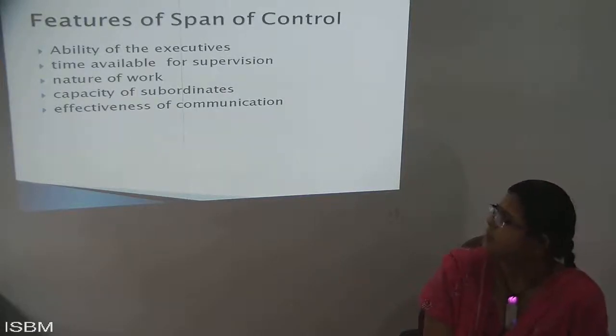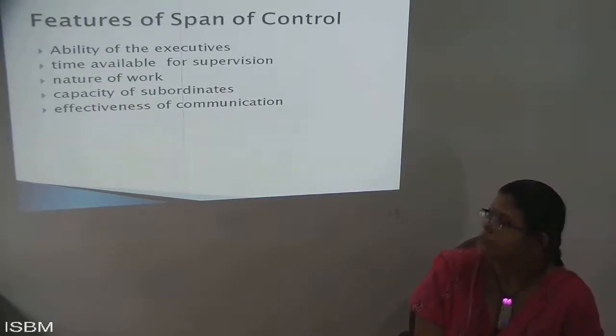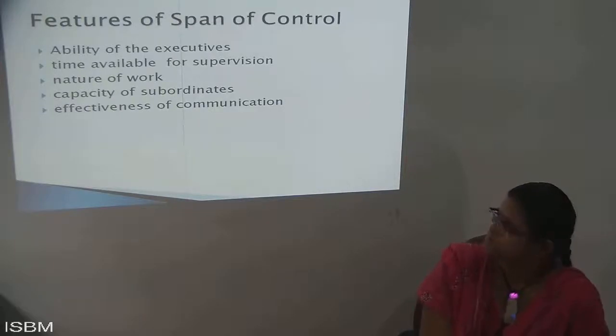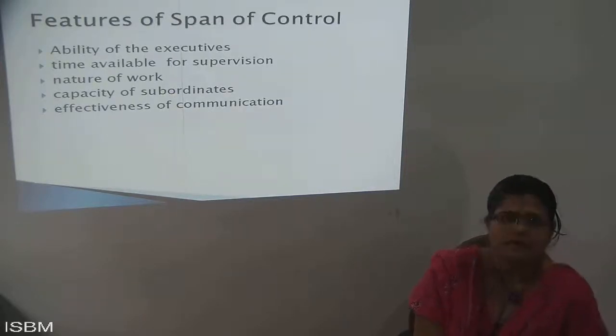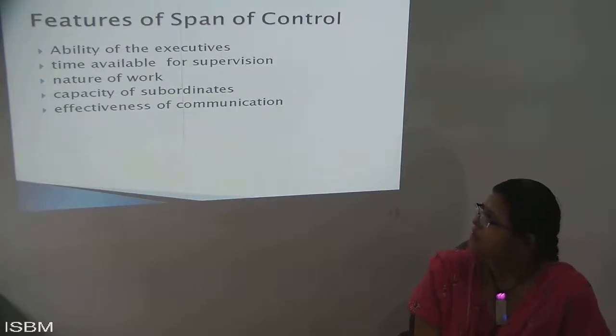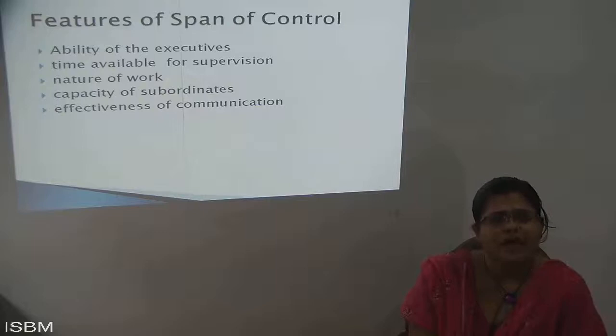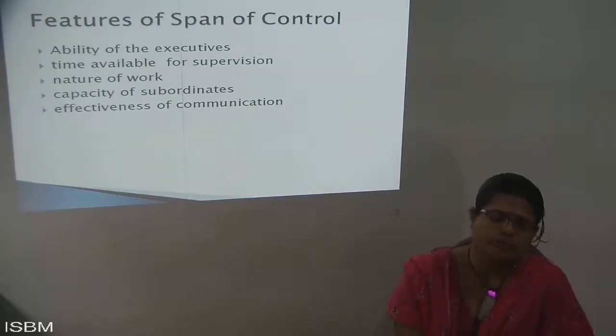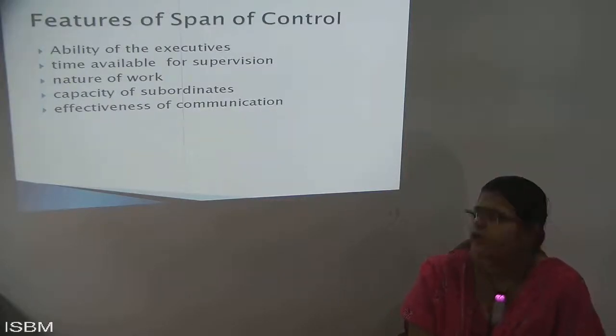I'll go through the points once again, so at least you people will be rectifying them at that time. First, it is ability of execution, how you will be moving into it, means how you start taking that kind of control into your hand, how you're performing. Next, it is time available for the supervision. What are the times you take for doing supervision, whenever you're starting up with any kind of work. Then afterwards, what is the nature of work?